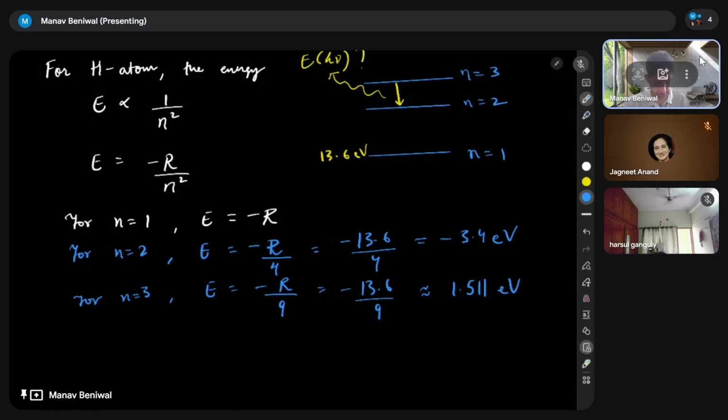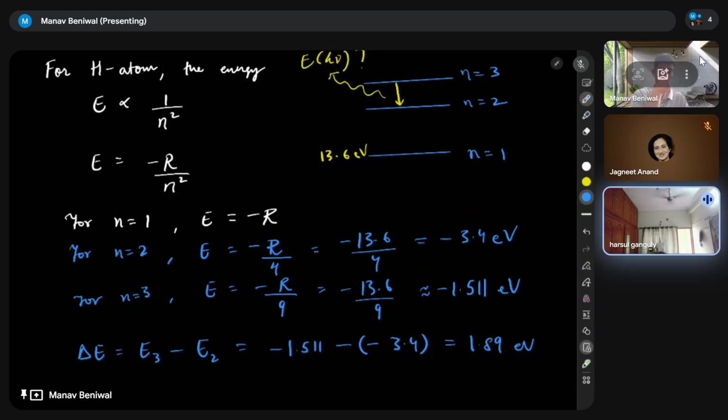So the energy delta E will be E3 minus E2. That will be minus 1.511 minus of minus 3.4, and this will come out to be 1.89 eV.